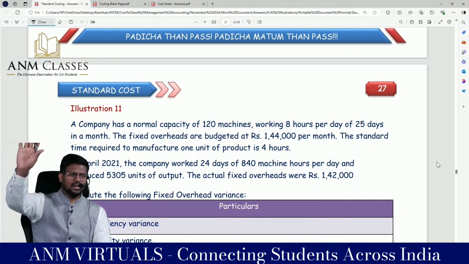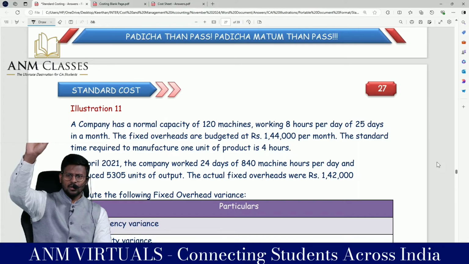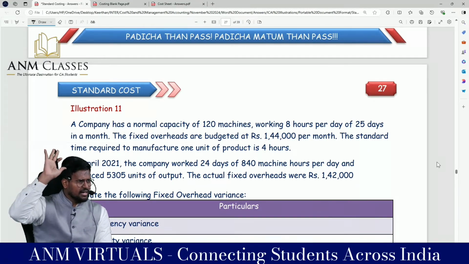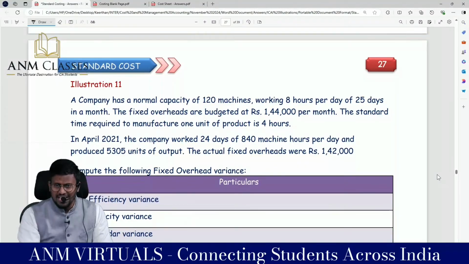How many of you got the right answer for question number 1? Yes, sir. Are you very comfortable with standard costing? Yes, sir. From your heart, is anybody there? Where is a grand clap?